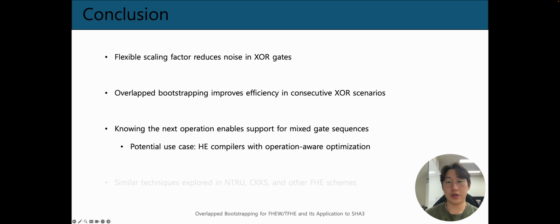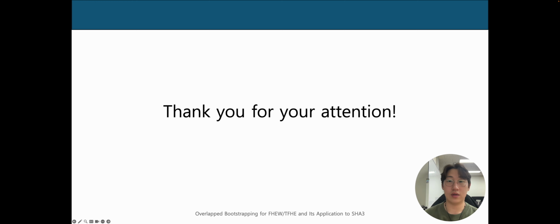This observation opens up possibilities for building a compiler that automatically optimizes homomorphic computations based on the operation sequence. And finally, we note that similar ideas have started to appear in other schemes like NTRU and CKKS. And thank you for your attention.